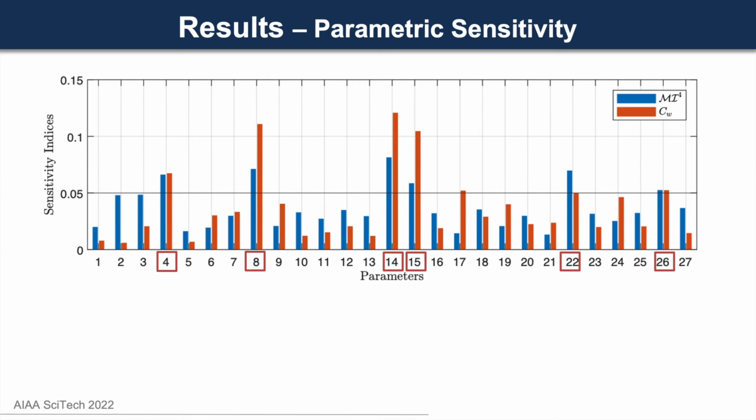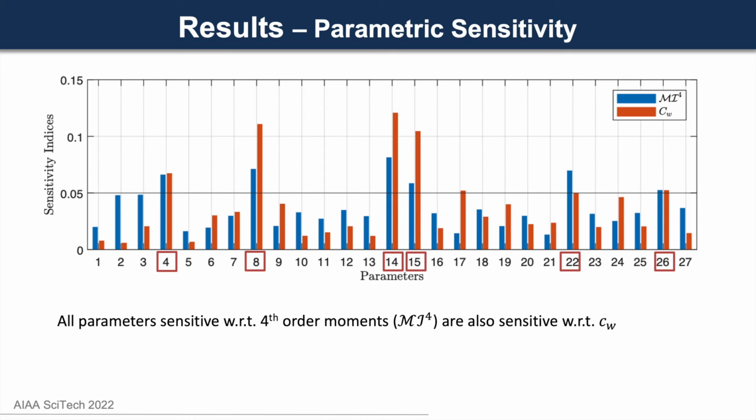So the parameters highlighted with red rectangles are the parameters which are sensitive both with respect to CW, which is the performance criterion, and with respect to the fourth order geometric moment. The most interesting thing here is that all the parameters which are sensitive with respect to the fourth order geometric moments are also sensitive towards the wave resistance coefficient.